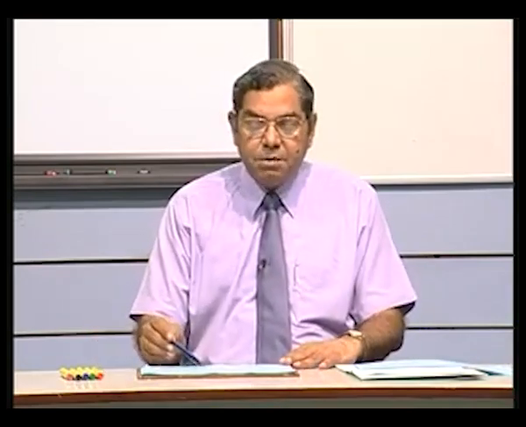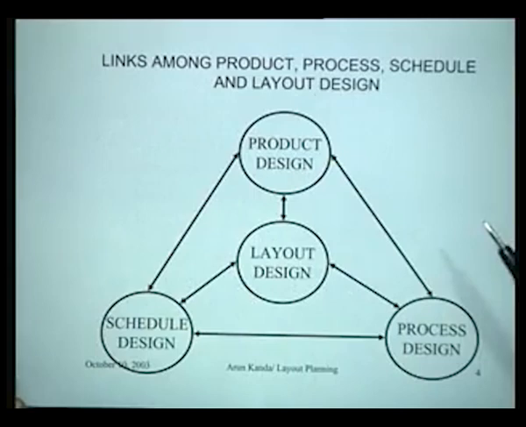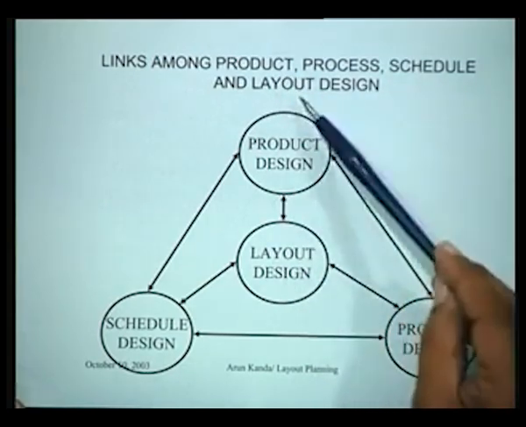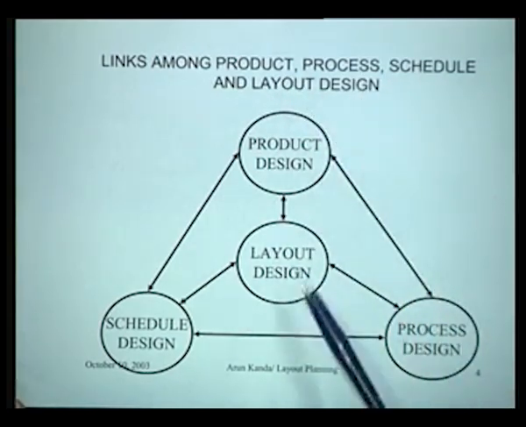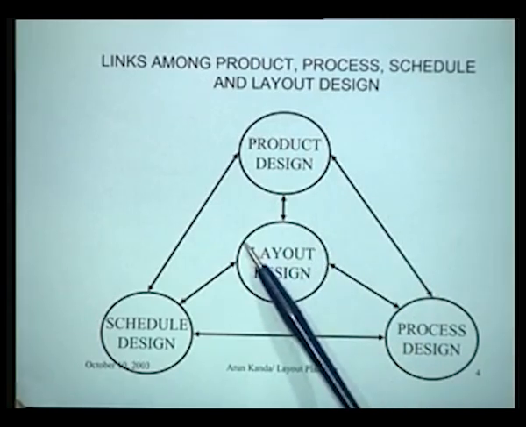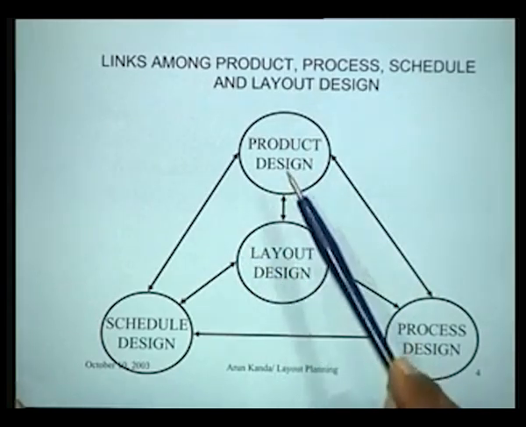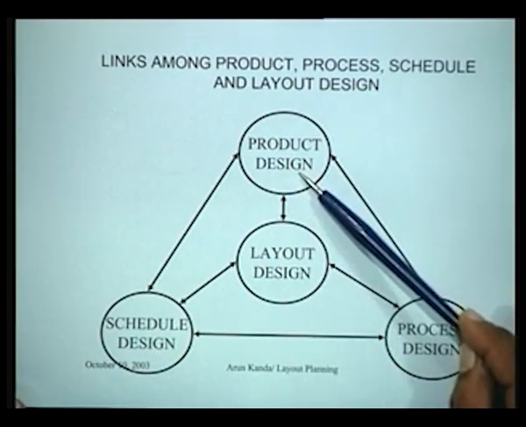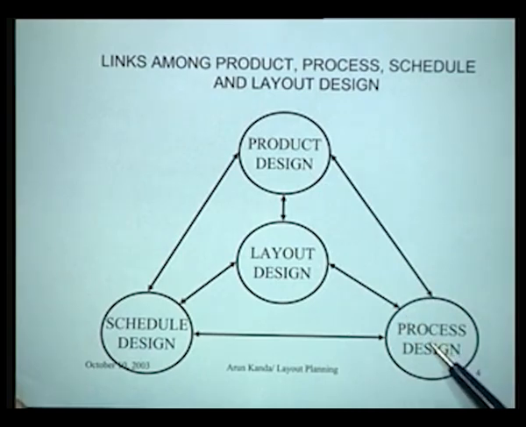We are looking at this layout design problem. It's important to note how this problem is actually affected by other decisions pertaining to the product, the schedule and the process. You see that the layout design problem which we are trying to address is governed by the product design, the process design and the schedule design. That is, the product design means what you have to make. That determines the layout. How you have to make it, that means the process that you have selected for making the product, will determine the various machines and equipment that you need.